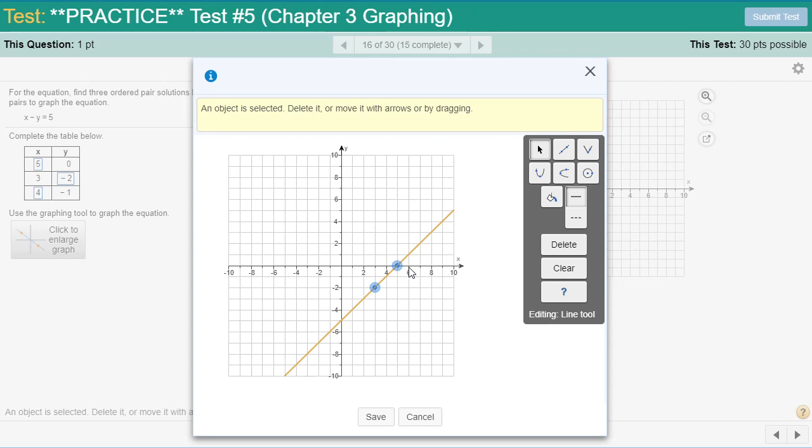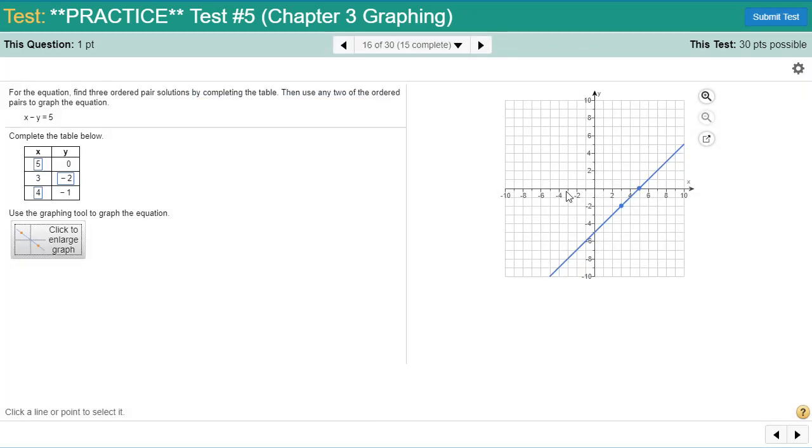If you are unhappy with the line, maybe you accidentally clicked on the wrong place, you can clear the graph and start all over again, or you can delete a point, whatever you need to do to make sure that this line is representative of the ordered pairs in your table. To save this as your answer, click Save at the bottom of this pop-up window. When we come back to the actual test page, you can see the line we just plotted is now locked in as our answer.